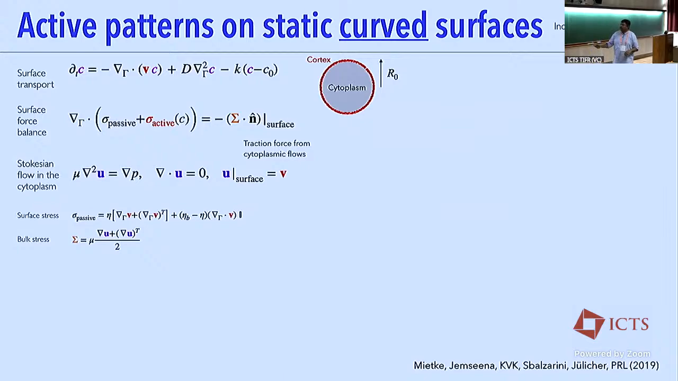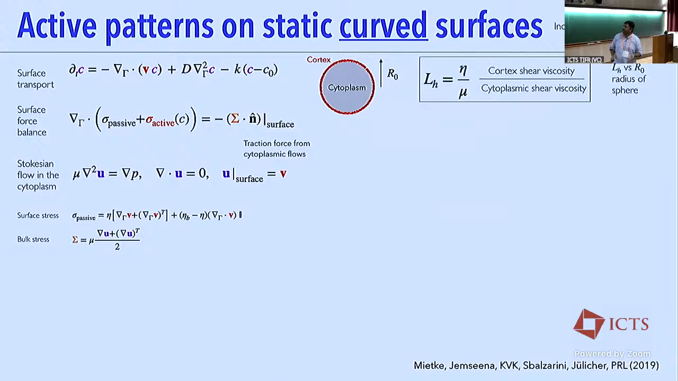So now you need to do vector harmonics on the surface and vector harmonics in the bulk as well. Again, a bunch of algebra. Once you do that, something that we predict turns out to be nice. There's a length scale that comes up very naturally, which is the ratio of the shear viscosity of the cortex, the surface, and the shear viscosity of the cytoplasm, the bulk. These two are not the same units, and the ratio is actually a number.